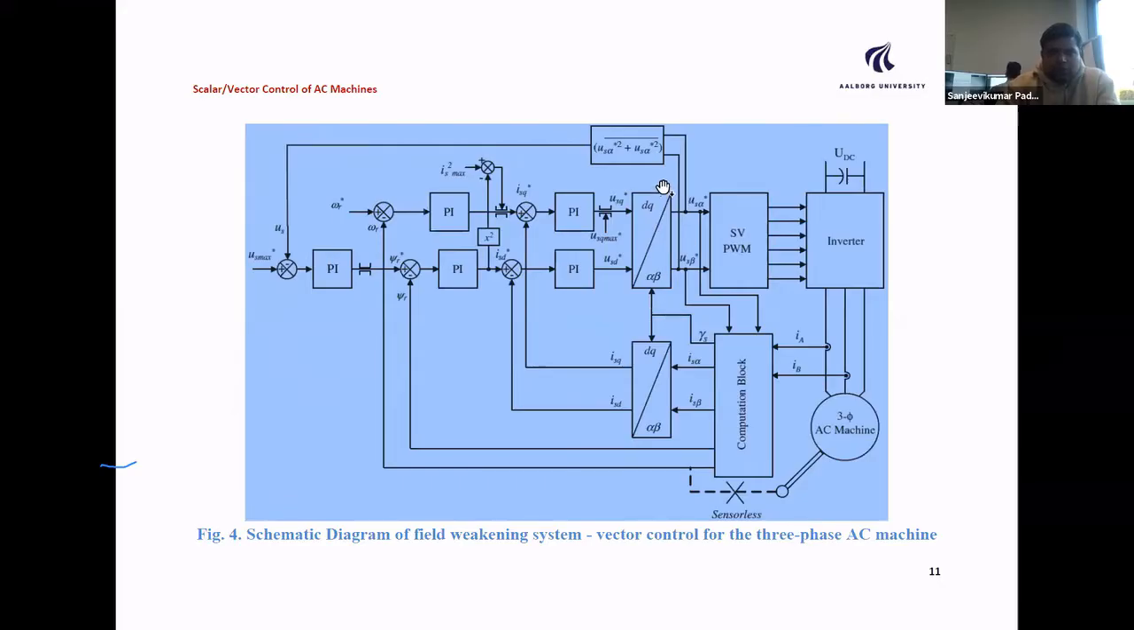D to Q to alpha beta transformation, where all these DC components will be converted back to AC components. Then you can feed any modulation method, which is going to control all the 6 devices of your inverter. It can be a space vector modulation or a standard sinusoidal pulse modulation. Then you can easily control your inverter.